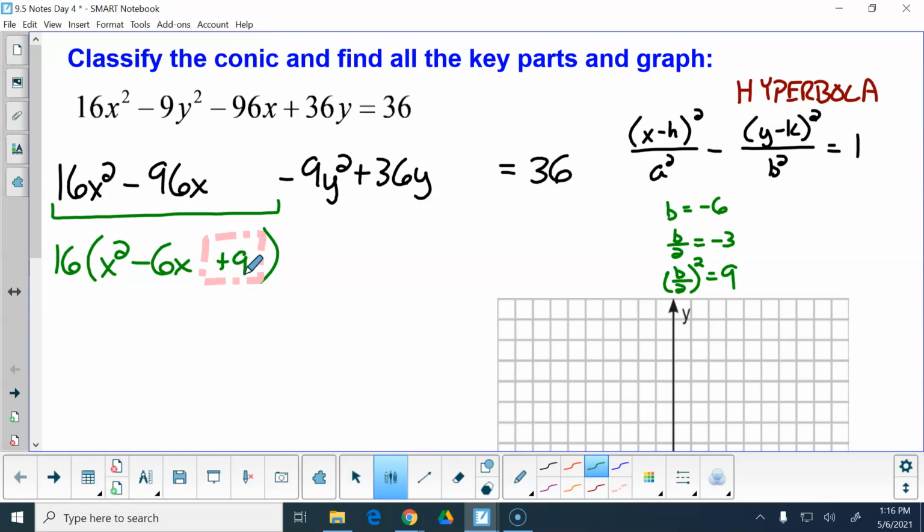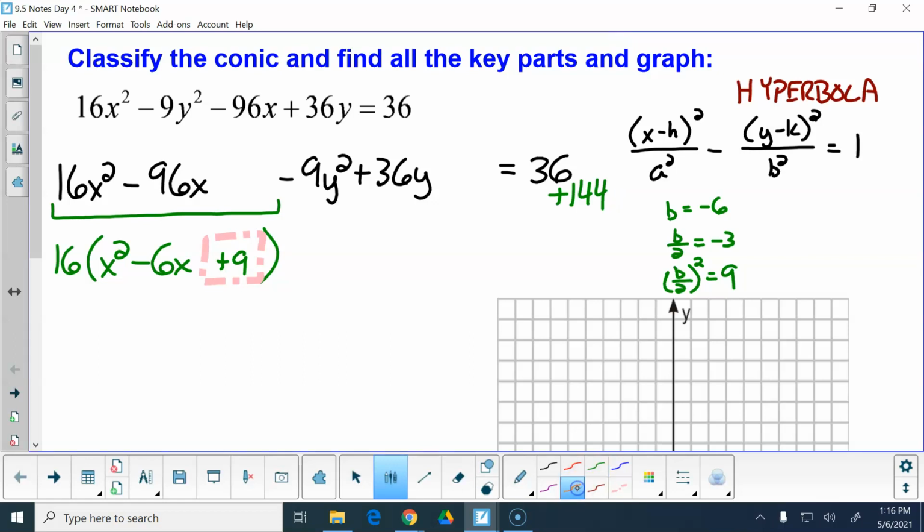I do have to add it to the other side, but how much do I have to add to the other side to even it out? Good job. Got to add 144 to the other side. Because it's inside the parentheses, and the parentheses being controlled by 16. Okay?